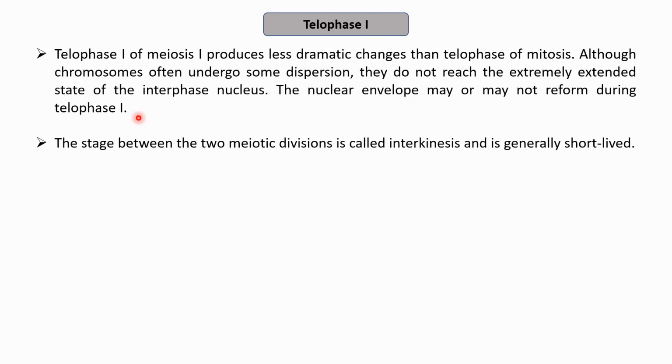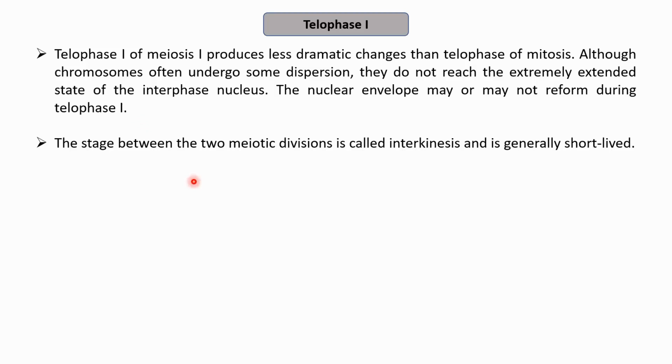All of these steps are mostly similar. The difference is that in mitosis, the separation of the sister chromatids takes place, but in meiosis 1 specifically, the separation of the homologous chromosomes, the paternal and maternal chromosomes, takes place. Now, the stage between the two meiotic divisions, between meiosis 1 and meiosis 2, is known as interkinesis, and generally it is very short.